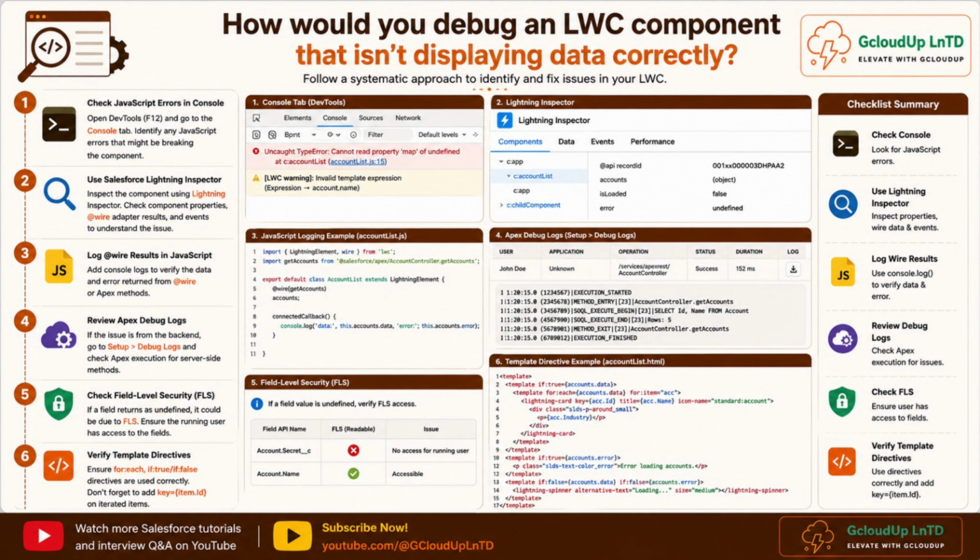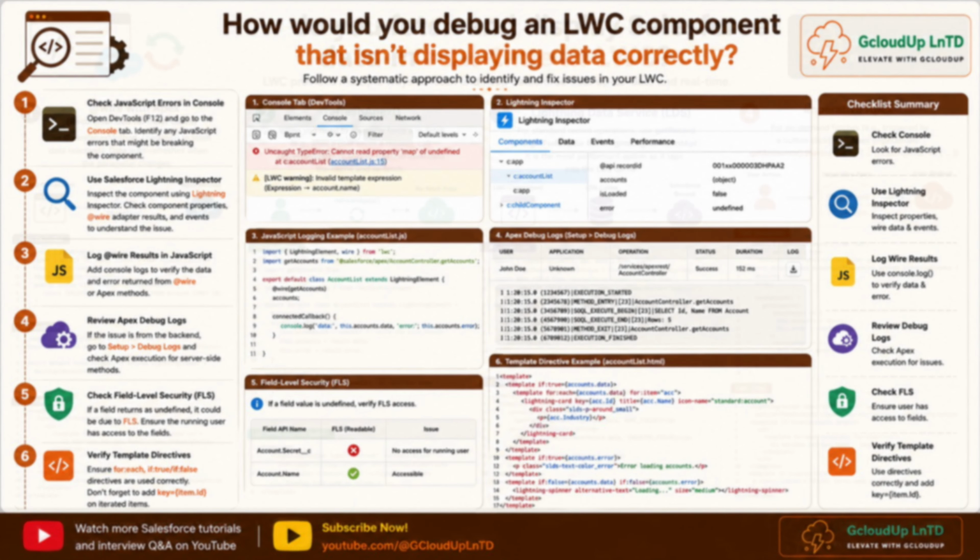And last one, we can check the HTML file for all the directives, like the for each loop, if:true, if:false directives, and whether they are used correctly or not. And also, if on the HTML side we are using a for each loop, then we need to check whether we have added a key inside the for each loop for each iteration.